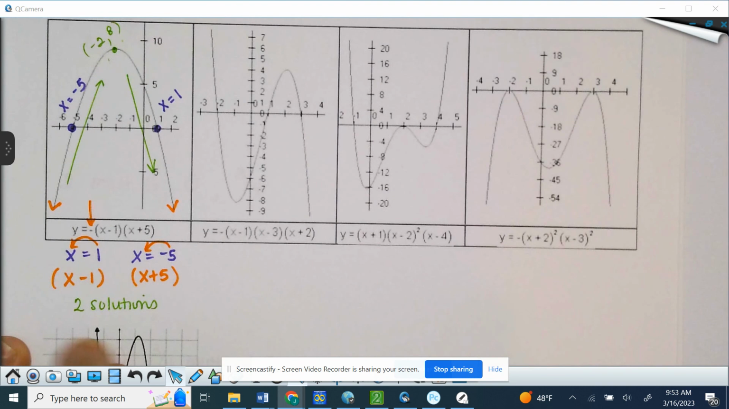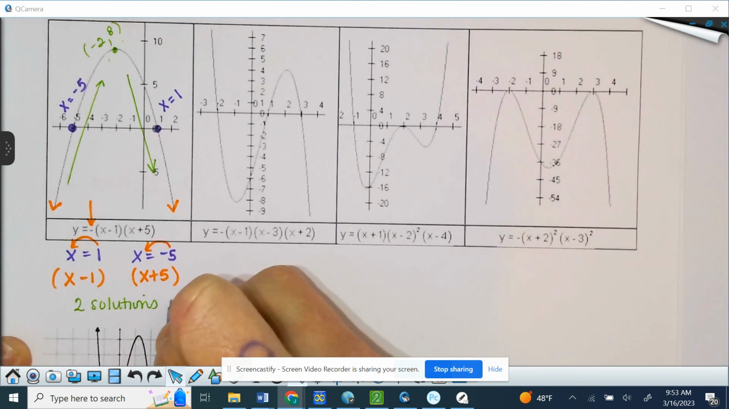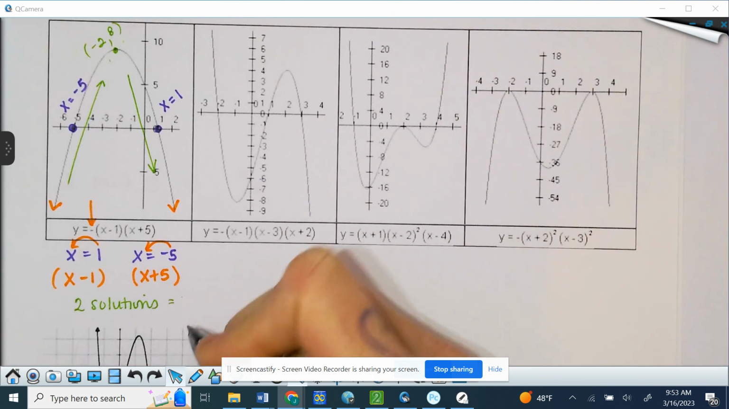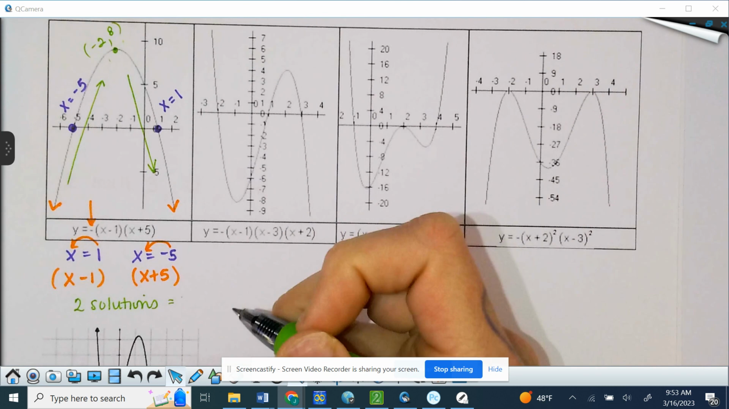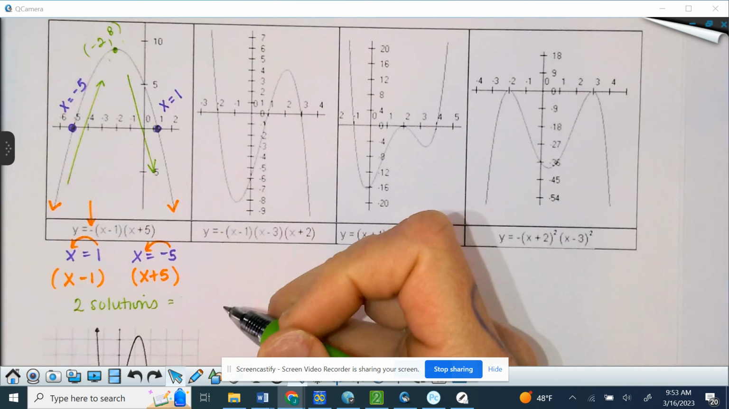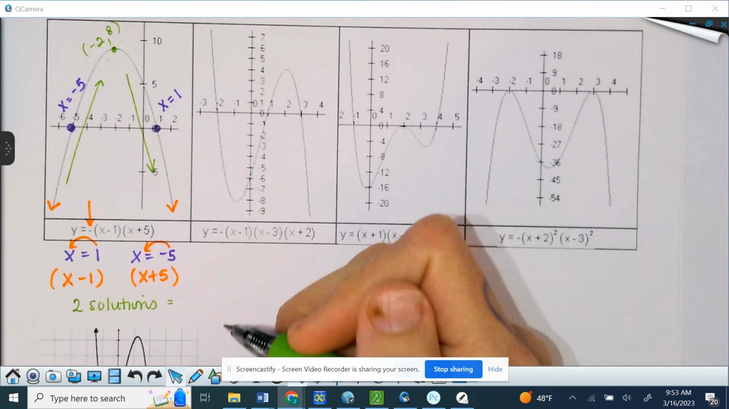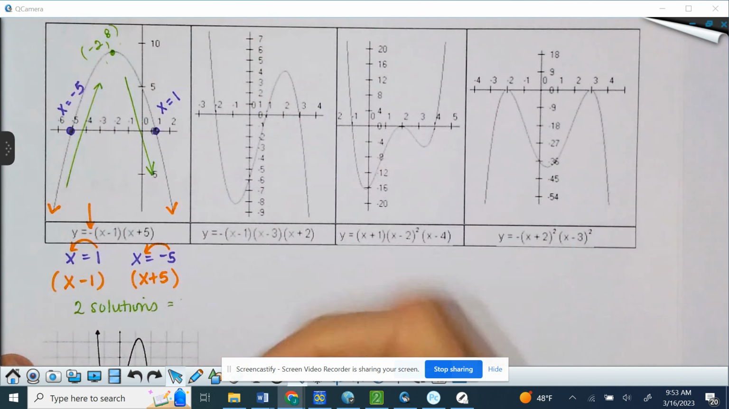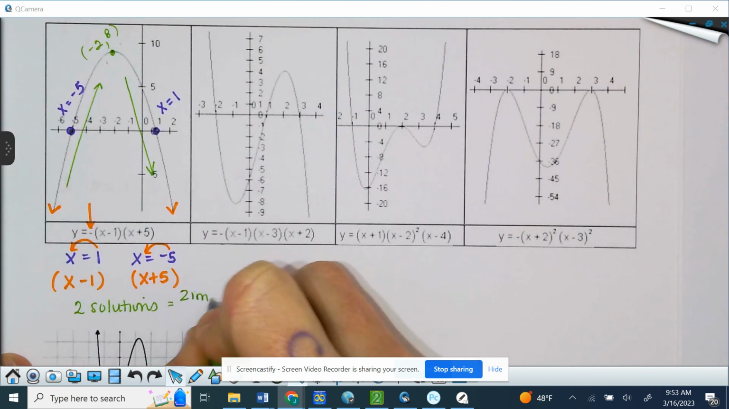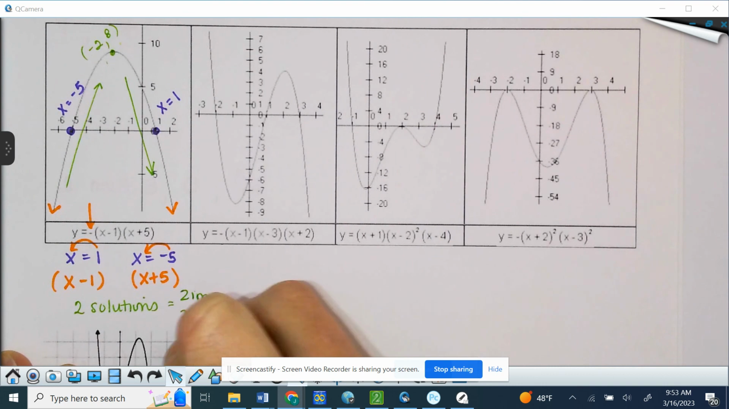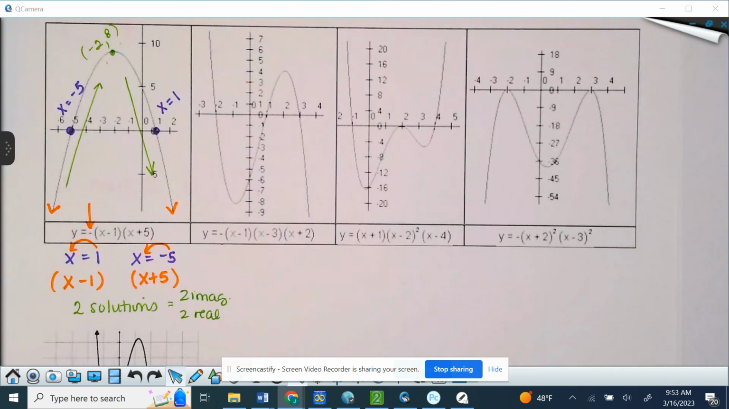With two options, imaginary has to travel in pairs. So imaginary, like think about your imaginary friend when you were a kid. Imaginary friend did not exist unless you were there. So that's two of you. So we could have two imaginary solutions, or we could have two real. You could have one real, but that wouldn't work because that leaves you with one left over, and imaginary has to travel in pairs.